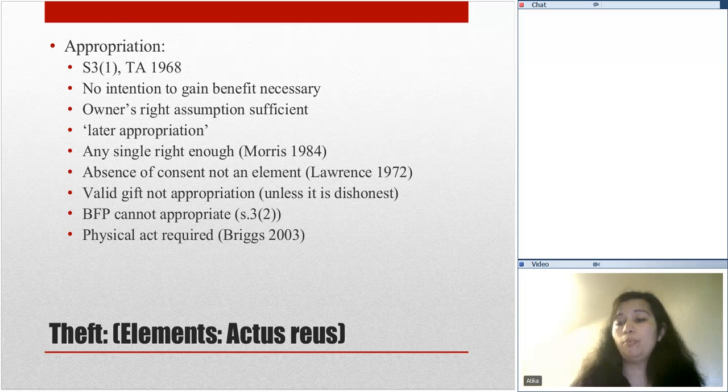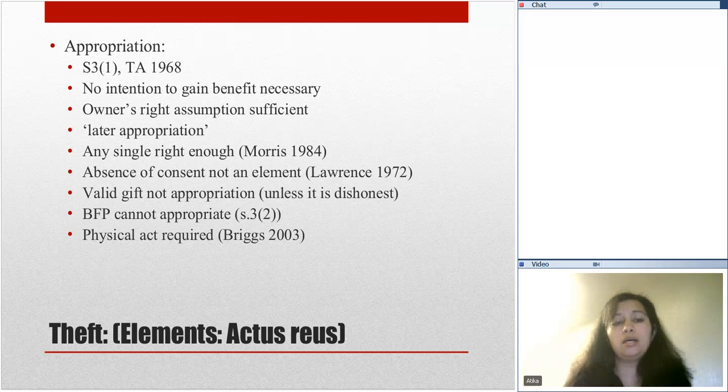He cannot appropriate it, says. Why? Because obviously he is a bona fide purchaser. He has no idea, he has no intention, he has no clue that it's a stolen property. Section 3, Clause 2 defines how bona fide purchaser is not an appropriator.